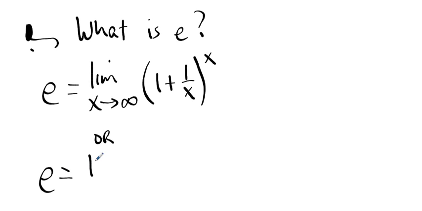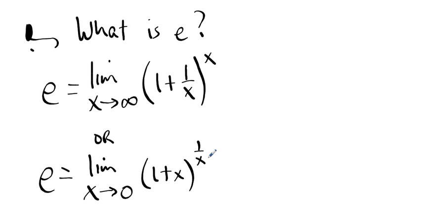Or if you don't like limits at infinity, it's the limit as x approaches 0 of (1 plus x) to the 1 over x. And this is the one you probably saw in high school, where a teacher said, let's invest $1 at some interest rate and let's compound it a zillion times and see what happens. That's this definition that generally is used in Algebra 2. There's a proof of this that's not terribly difficult to understand. So we'll give it a go.